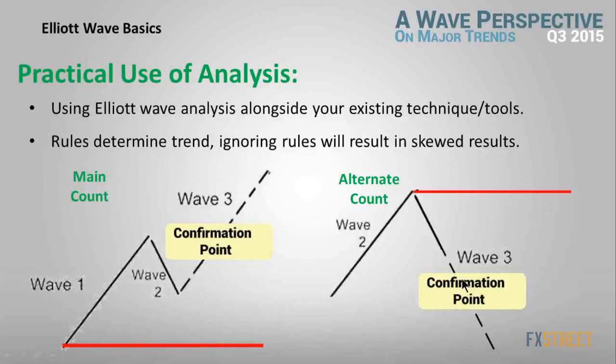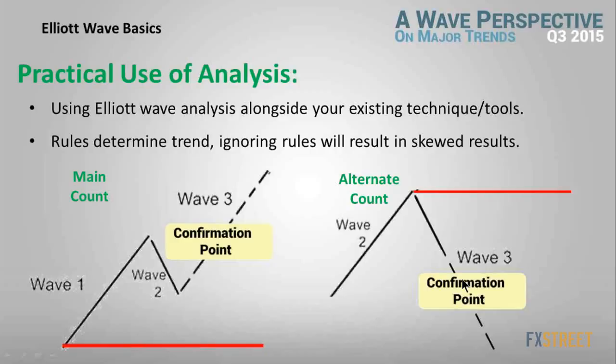Now, let's move to the practical use of Elliott wave analysis. Earlier, I talked about the best way to use Elliott wave analysis and mentioned that there are 2 answers to that question. The first is by using Elliott wave analysis with your existing trading technique, and the second point is that most of the time we provide 2 counts, a main count and an alternate count. Each count has its own confirmation point to cover the probabilities of a given pair.